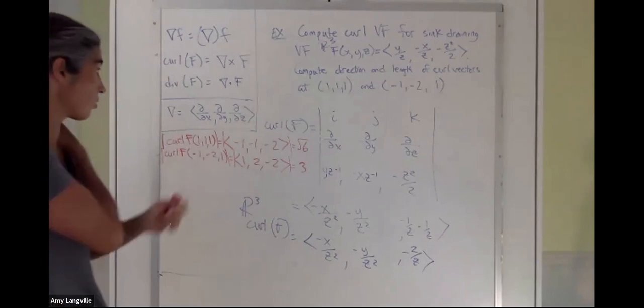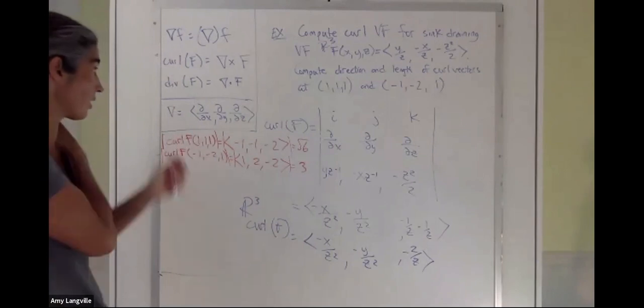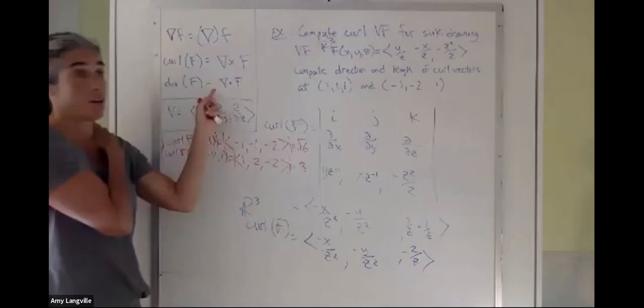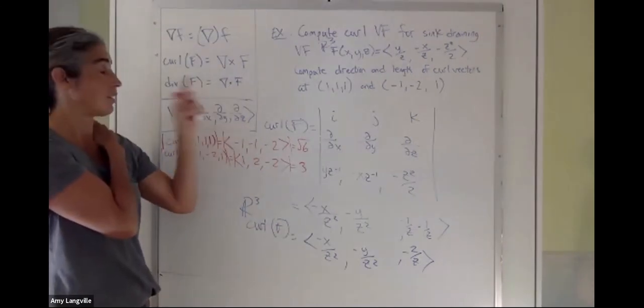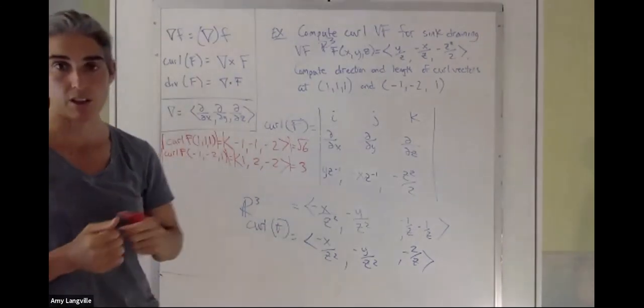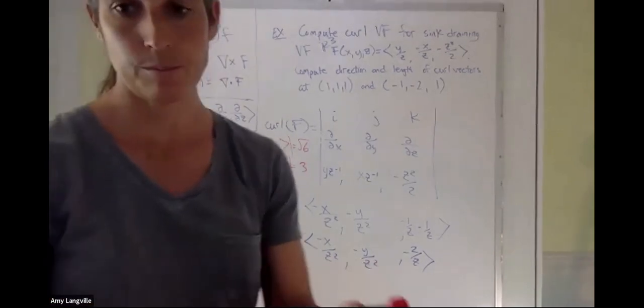All right, so the next thing we're going to do, in the next video, is a del operator on a vector field, but a different one. We're going to do a dot of those. We'll see what we get by doing that.